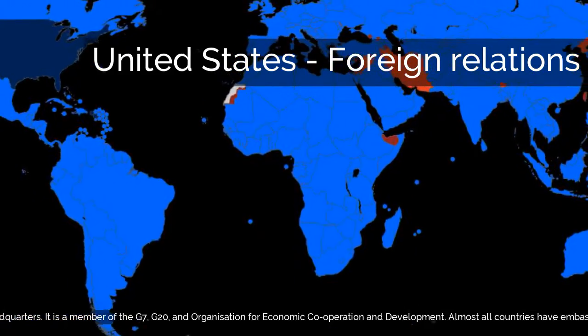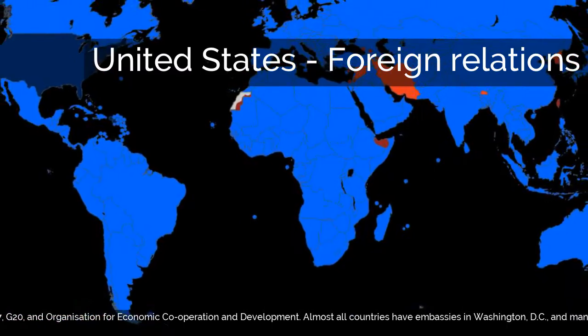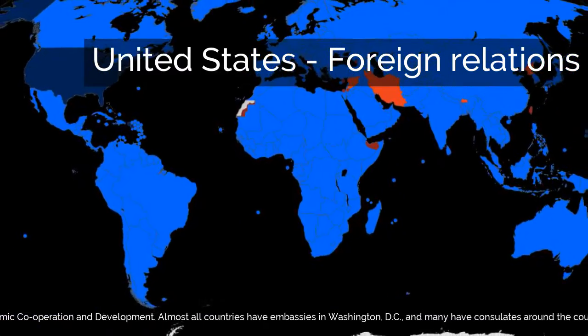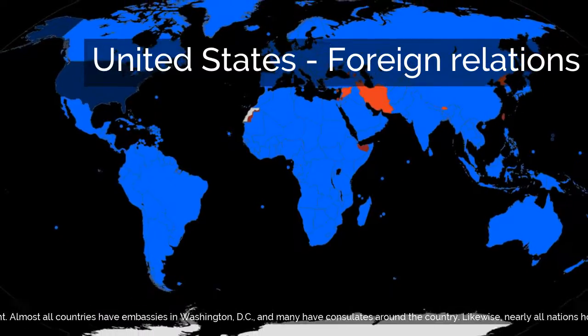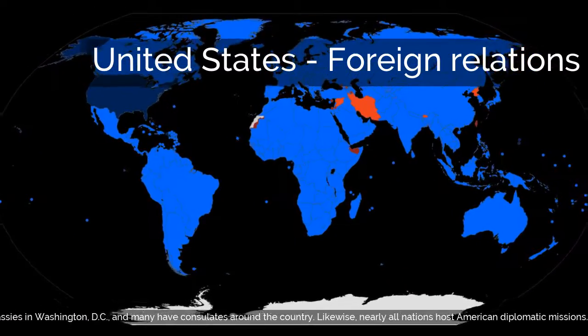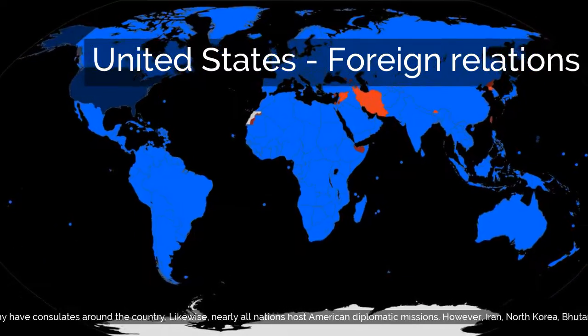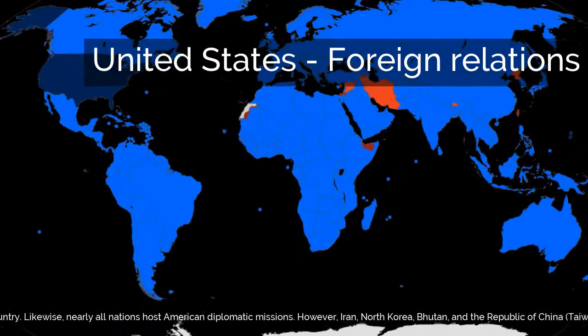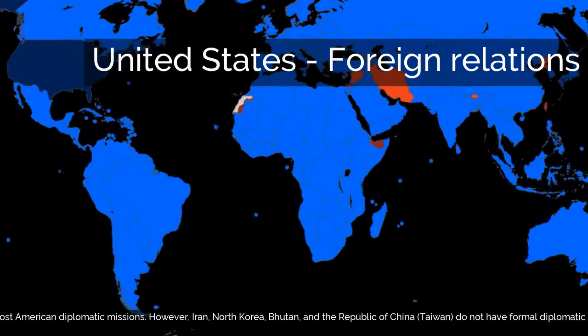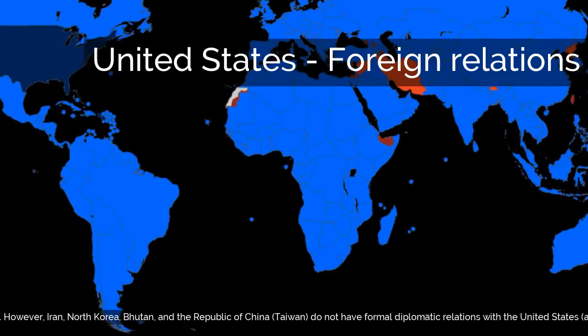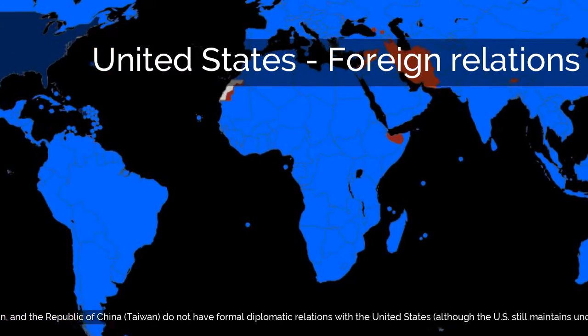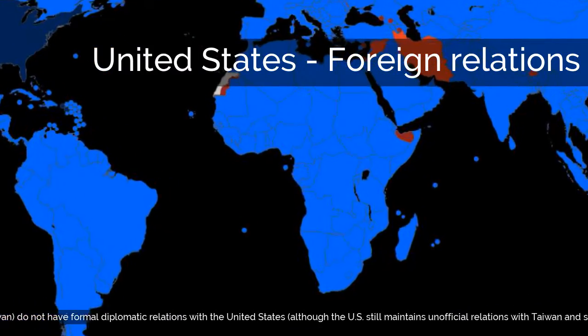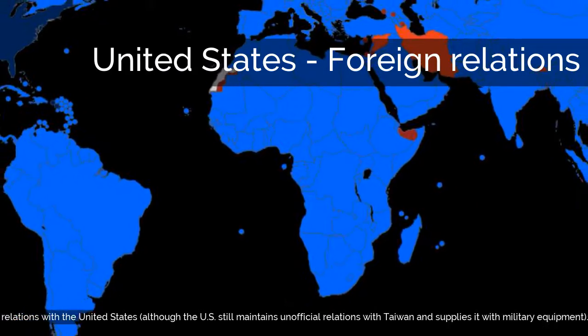Almost all countries have embassies in Washington, D.C., and many have consulates around the country. Likewise, nearly all nations host American diplomatic missions. However, Iran, North Korea, Bhutan, and the Republic of China, Taiwan, do not have formal diplomatic relations with the United States, although the U.S. still maintains unofficial relations with Taiwan and supplies it with military equipment.